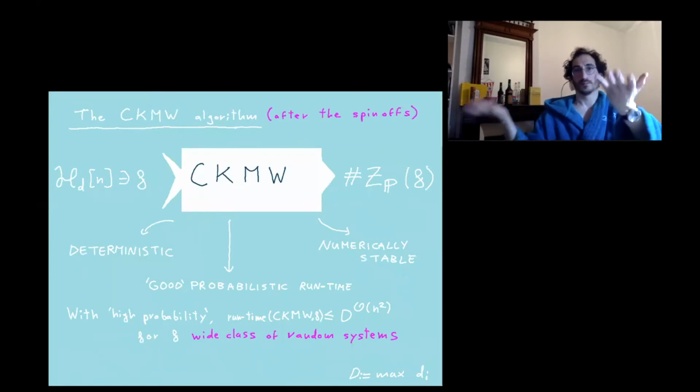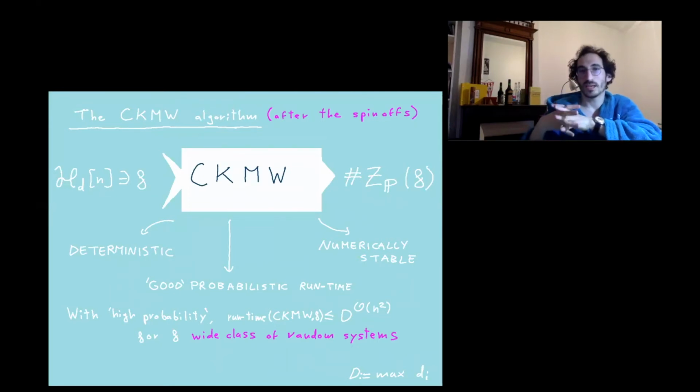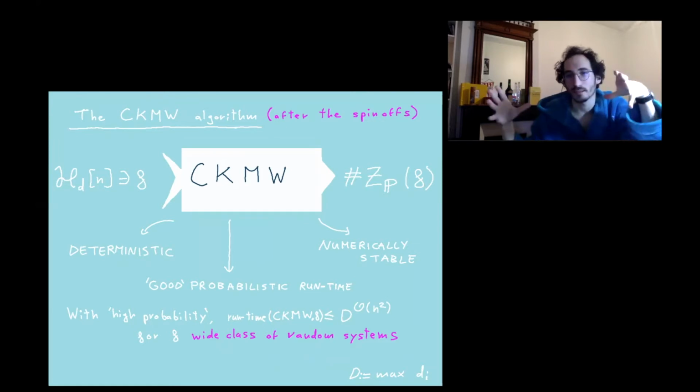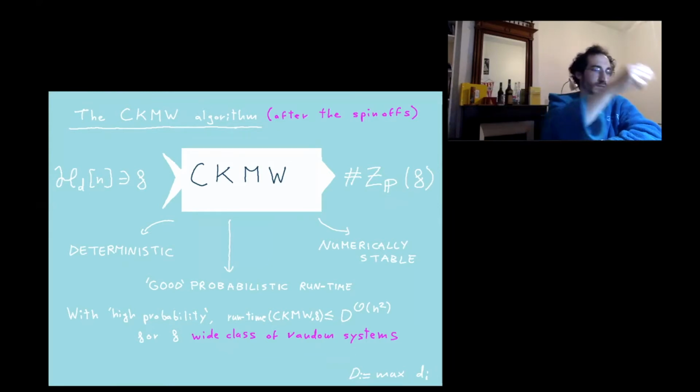And incorporating the spin-offs into the original trilogy, we can say that the CCMW algorithm performs well not only for the Kostlan polynomial systems, but for a wider class of random systems. More details about this will come later.